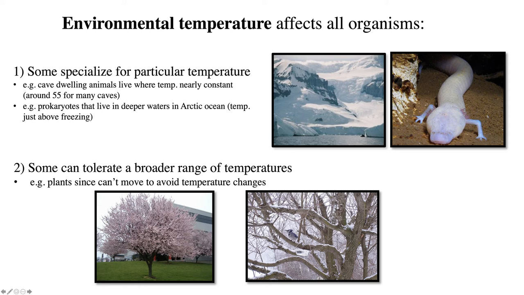For example, this cherry tree might be able to survive in really cold temperatures, and also in the warmer temperatures of fall and spring, or the really hot temperatures of summer. Whereas these specialized organisms, although they can live at maybe a really cold temperature or 55 degrees year round, are specialized for those temperatures, and they can't survive or tolerate being outside of those ranges.